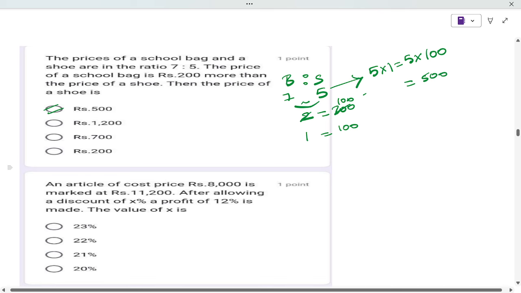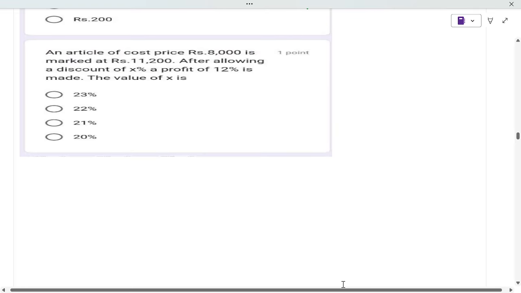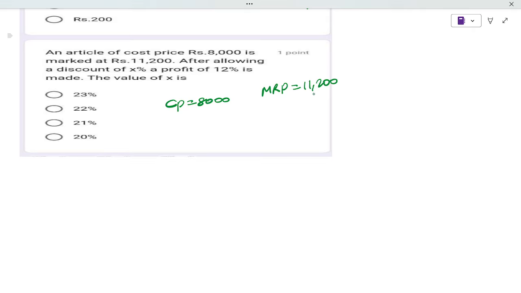Next one is from profit and loss. An article at a cost of 8,000 is marked at 11,200. The cost price is 8,000 and the market price, MRP, is 11,200. After allowing a discount of X%, a profit of 12% is made. So here we have to find the discount. What is the formula for discount?